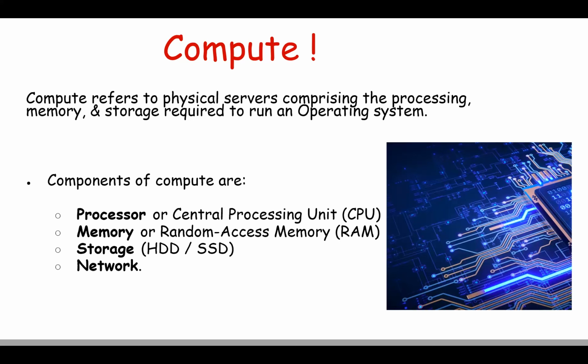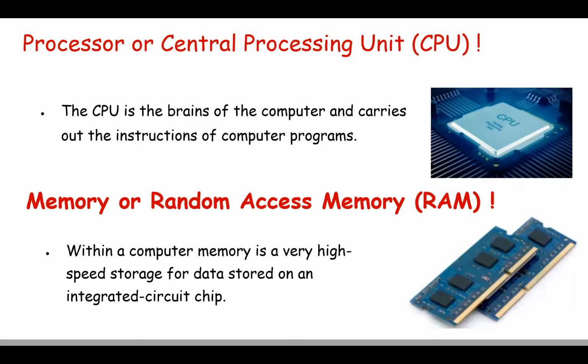So these are the few things which you have to know before going into the cloud. Compute refers to physical servers comprising the processing, memory, and storage required to run an operating system. So compute will have a processor, which is called a CPU, memory, storage, and the networking. What is meant by CPU? CPU is the brain of a computer and carries instructions for the computer program.